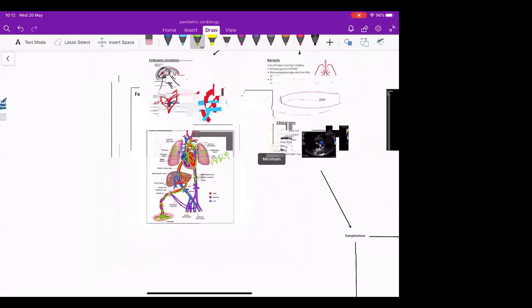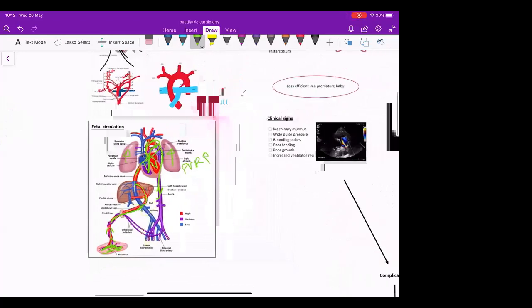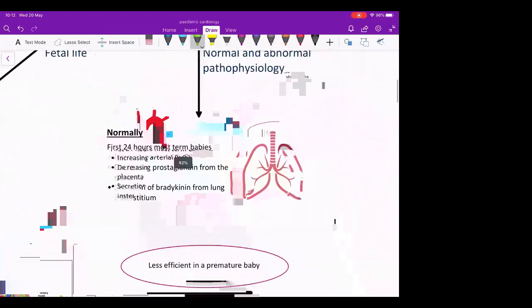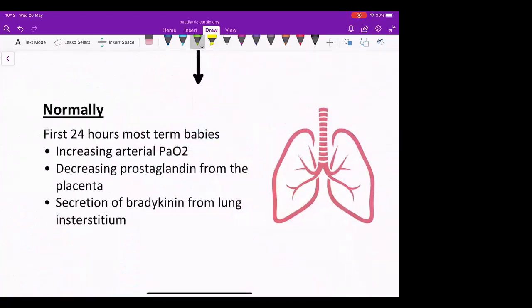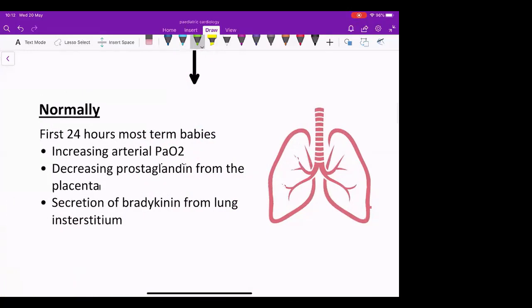So two other things we're going to talk about are the normal and abnormal pathophysiology, so what happens normally and what doesn't, and our treatment options. So what happens normally, what's supposed to happen? Normally the duct should close in the first 24 hours of life. You want blood to go to the lungs now, so you want it to close. So your baby is born, baby opens up their lungs, they get a load of oxygen and they increase their PaO2. That increase in the PaO2 can cause the duct to close.